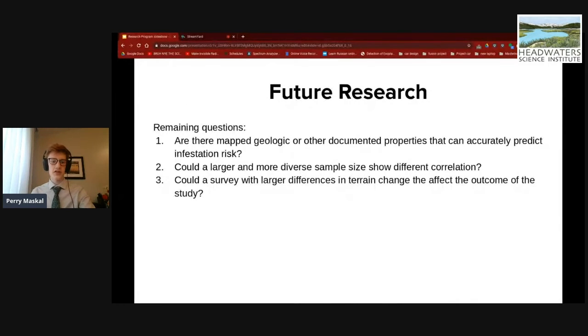So, future research. Some remaining questions are: are there mapped geologic or other documented properties that can accurately predict infestation risk? Could a larger and more diverse sample size show different correlation? And could a survey with larger differences in terrain change affect the outcome of the study?